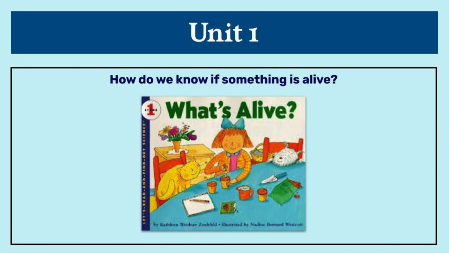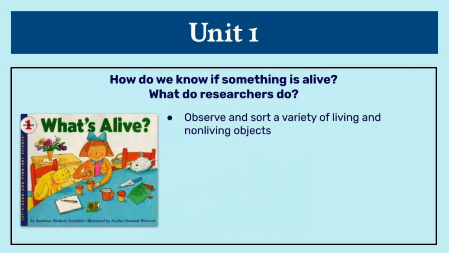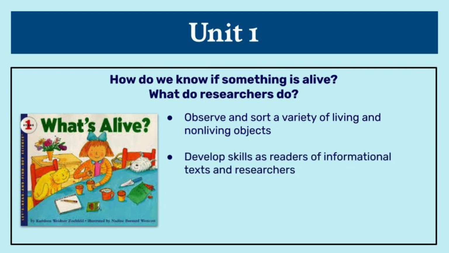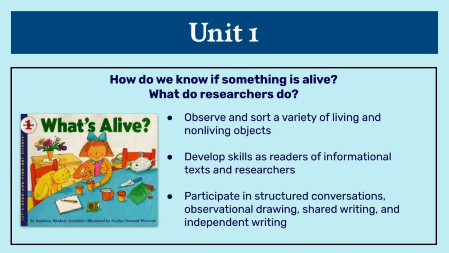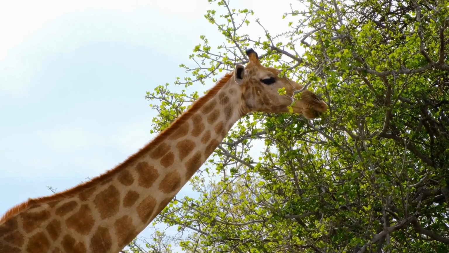In Unit 1, we start by tackling the big question. How do we know that something is living? Students will dive into the text called What's Alive to begin exploring what makes something alive or not. They will observe and sort a variety of living and non-living objects. Students will move right along in the unit and begin to develop skills as readers of informational text and researchers. They will also participate in structured conversations, observational drawings, shared writing, and lots of independent writing.